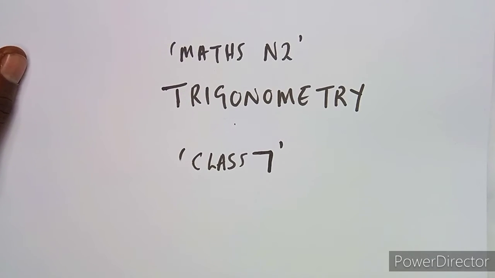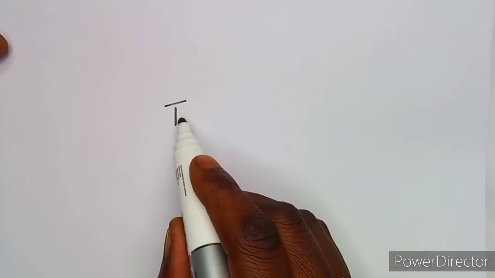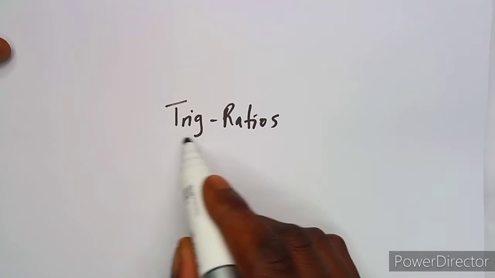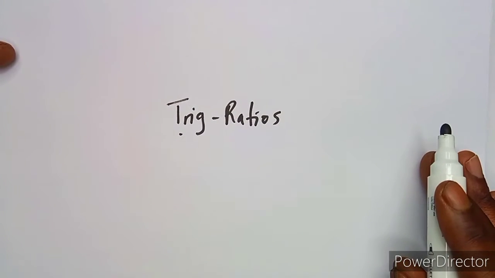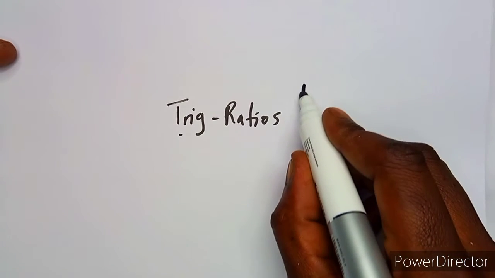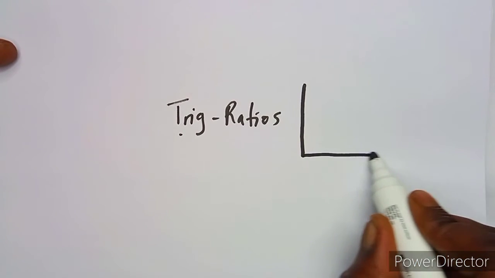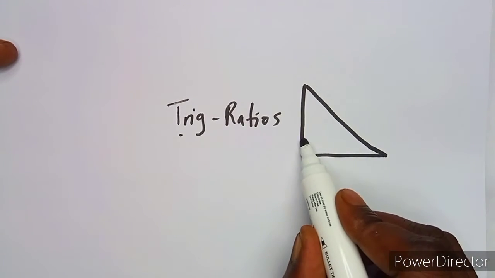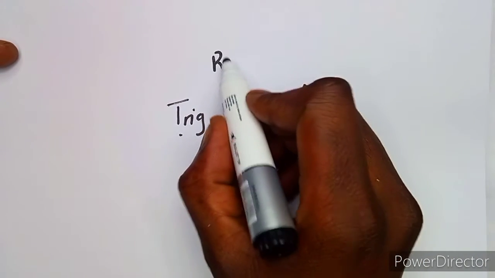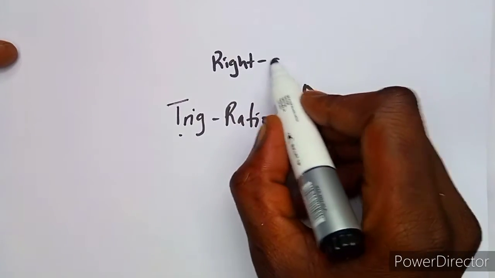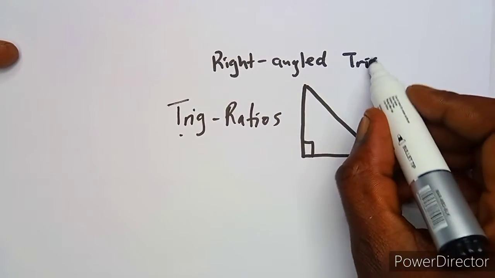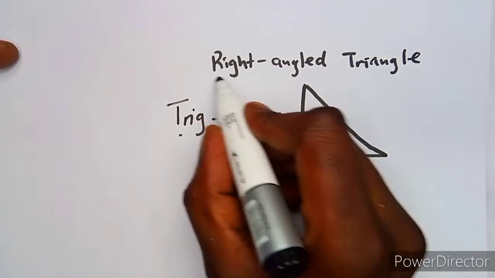trigonometrical ratios. There is what you refer to as the trig ratios, which is the trigonometrical ratios. These are ratios which can be formulated or taken from a right-angled triangle. So I'm going to talk about a right-angled triangle, what we have on this right-angled triangle, and I'm going to represent this right-angled triangle on a Cartesian plane later on.